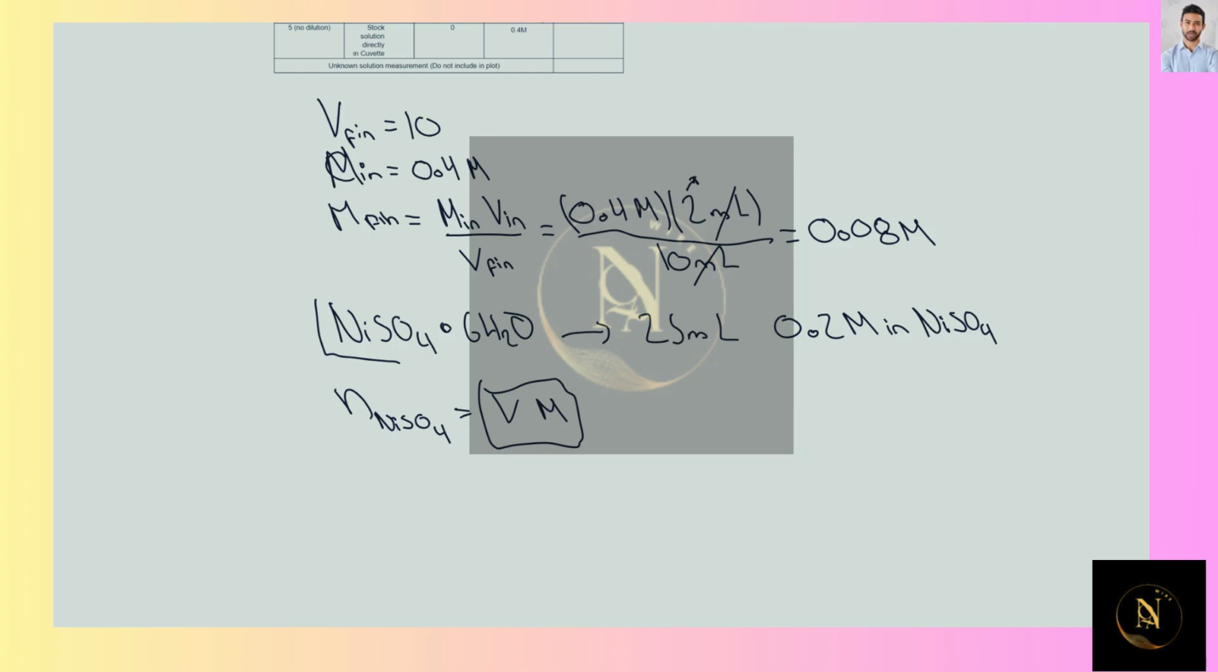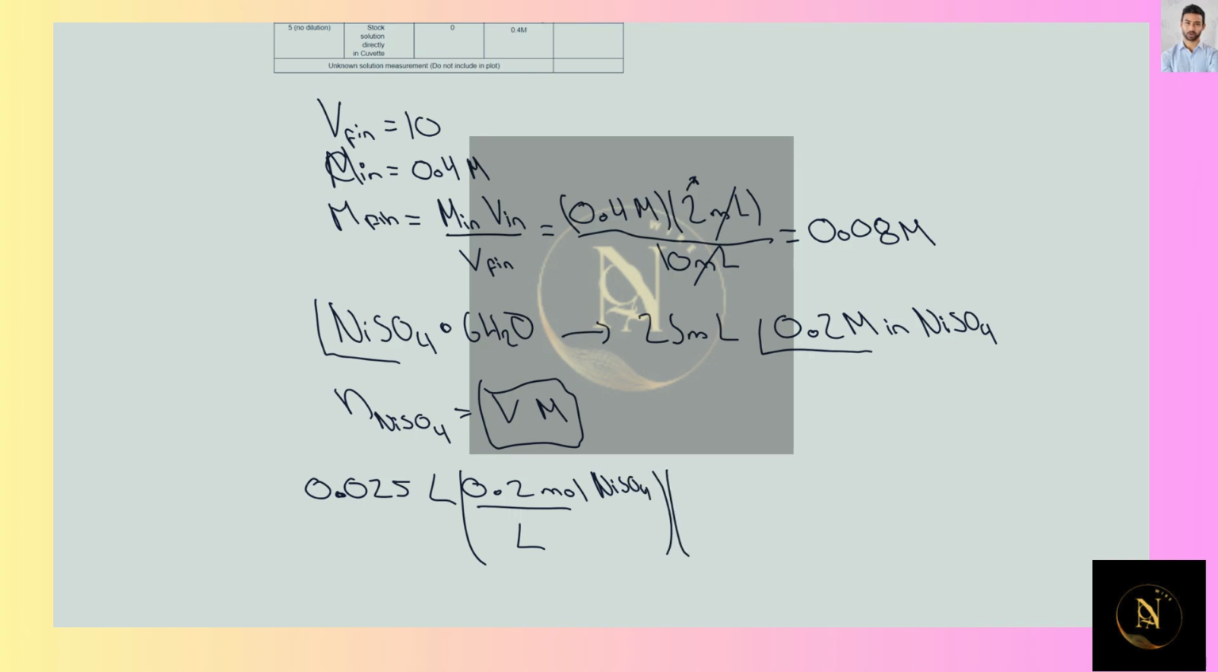So the way to do this is we're going to start with 25 milliliters, but we are going to convert it into liters. So this is going to be 25 times 10 to the minus 3, which is 0.025 liters. This is my initial volume. I'm going to multiply it by the concentration that I need. So I need 0.2 mole per liter of nickel sulfate.